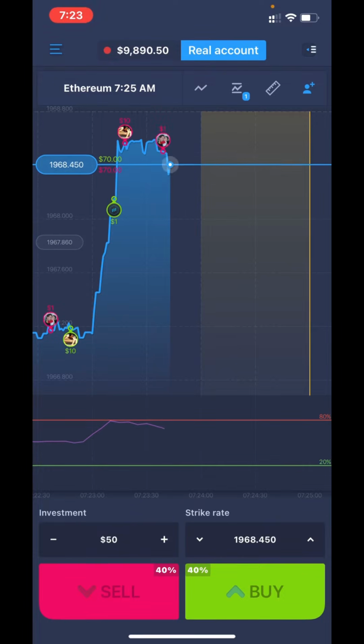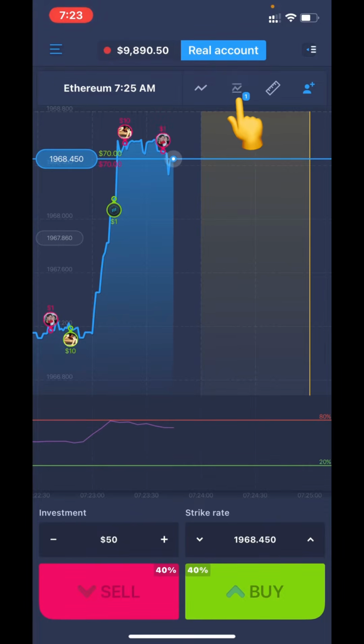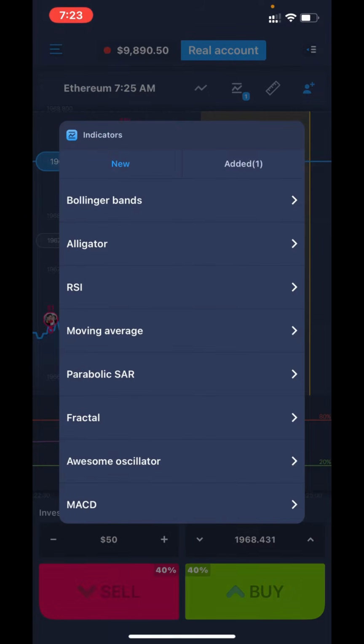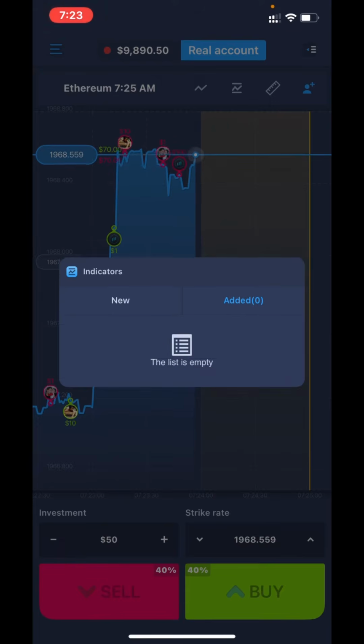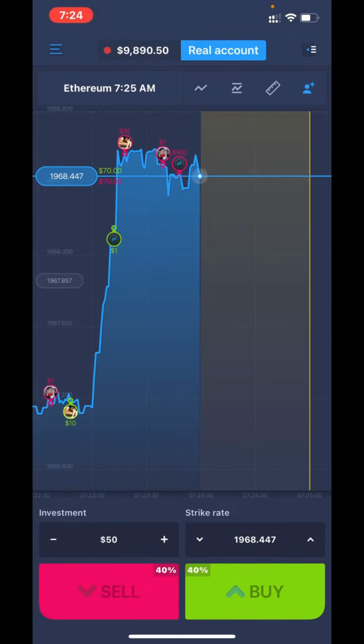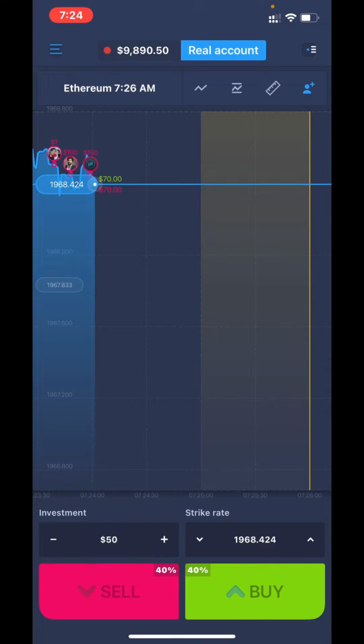So this is what we are going to click. We'll tap this. Once you tap it, you see the "New and Added" section is showing that I already have the RSI added, so I'm going to remove it. Once you click this red X, I've deleted it. So now we are going to go back. As you can see, check my chart, it is no longer there.